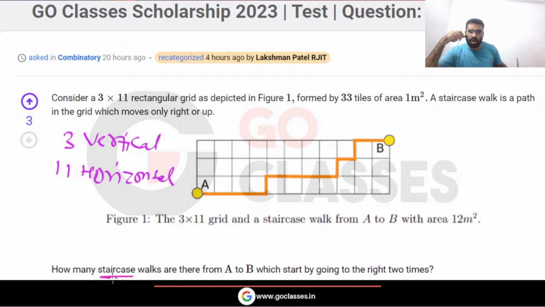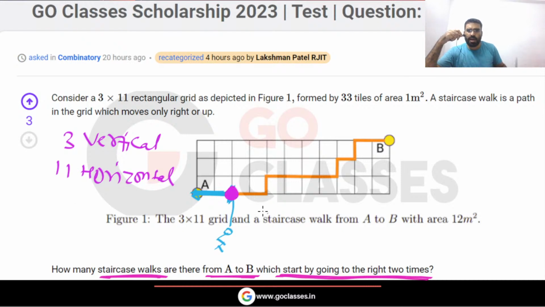How many staircase walks are there from A to B which start by going to the right 2 times? Means you are starting like this, and now you are here. Now from this point you have to go to B.